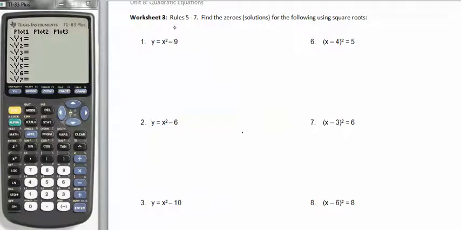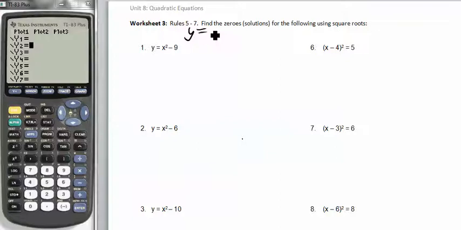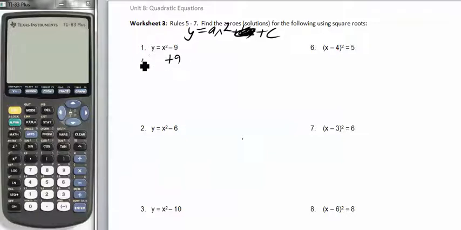If we do not have a b term, remember y equals ax squared plus bx plus c, if there's not a b term, there's a method that we can use. And it goes like this. I want to get this x squared term by itself. So I add 9 to both sides to get rid of this. Plus 9, oh, we're finding zeros, so we're going to make that a 0. And we have 9 equals x squared.